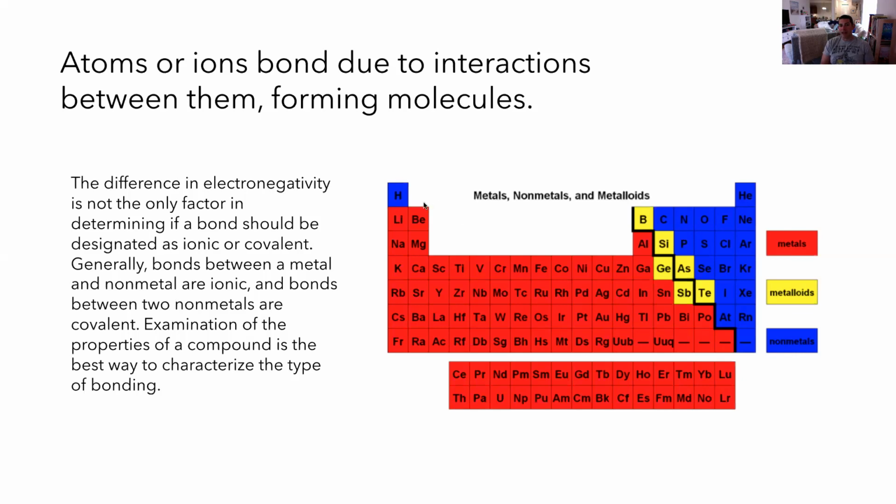A good example of that would be like HF. HF has a really big electronegativity difference. Sometimes people miscategorize it as ionic. That's just a very big polar bond, right? A very big dipole moment. So that's going to be important. So just keep in mind, it is the makeup of the compound. So you should always be thinking, is it a metal and a non-metal, or two non-metals?